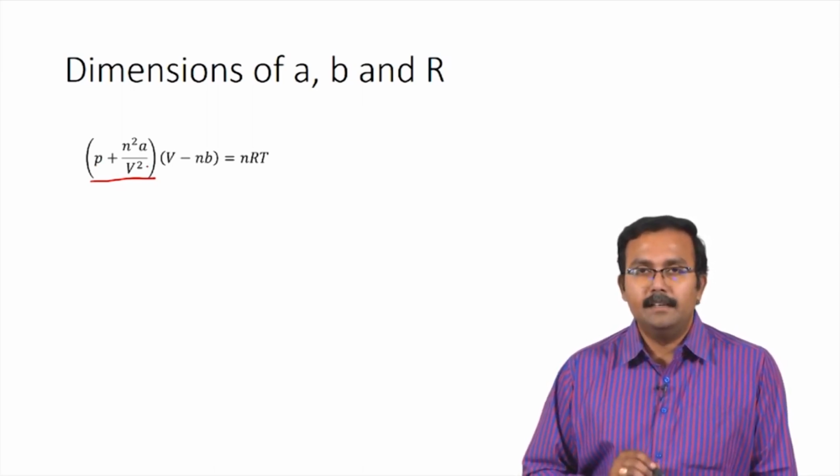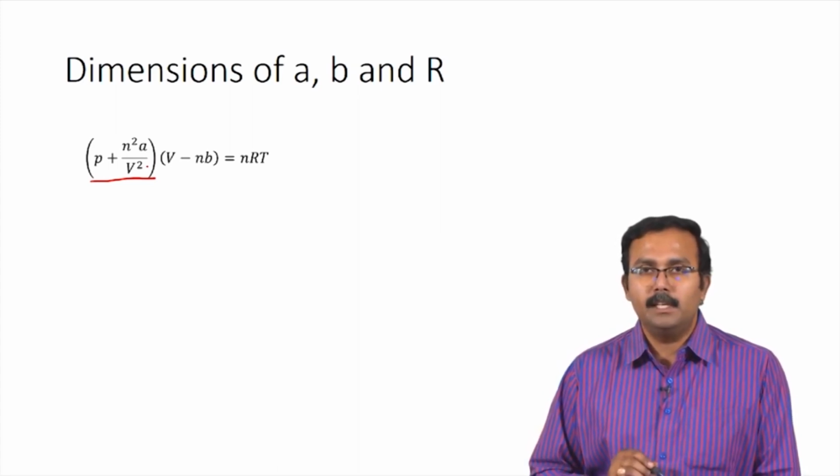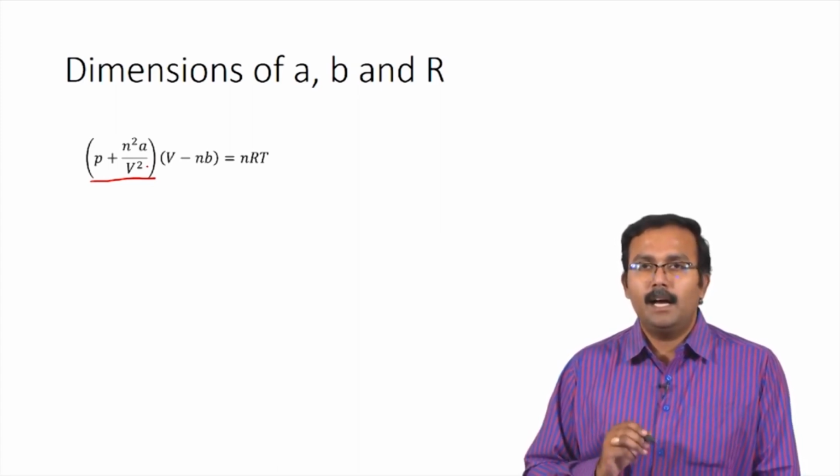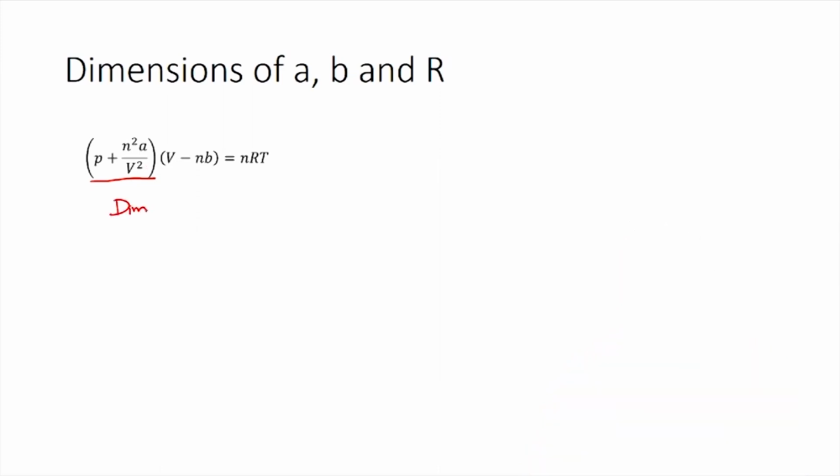These two are added. Based on our rules for dimensional homogeneity, any additive term has to have the same dimensions, which means dimensions of P should be the same as the dimensions of the second term, which is n squared A divided by V squared. So, let us try and identify what are the dimensions of P, which is pressure.